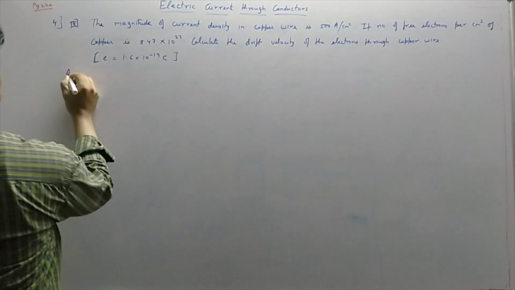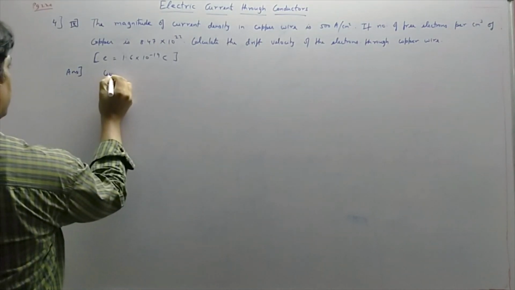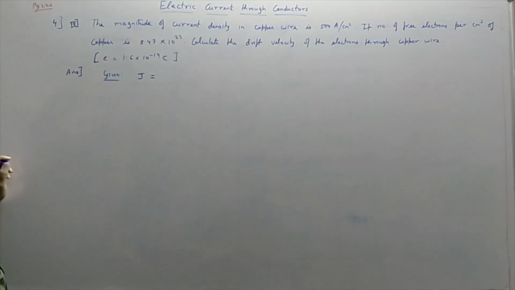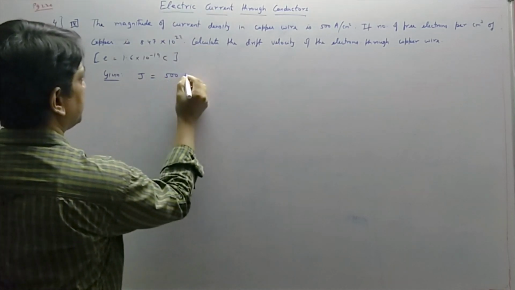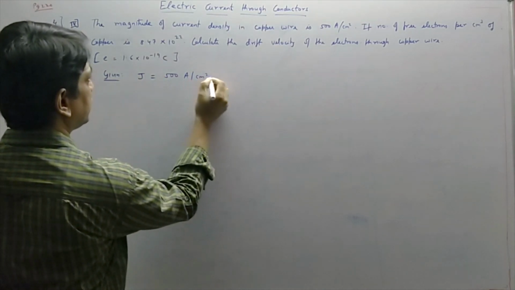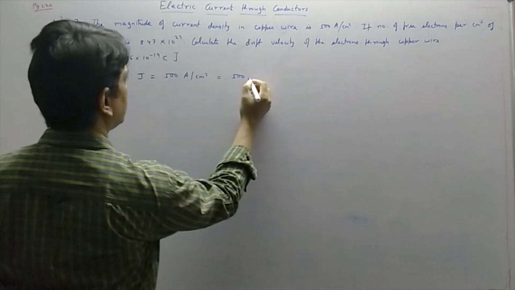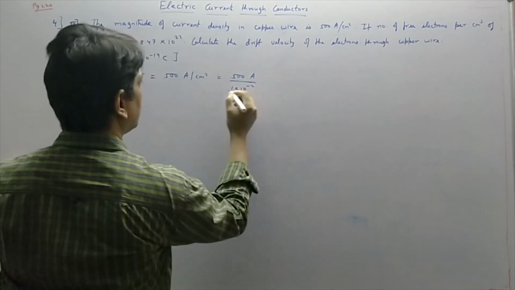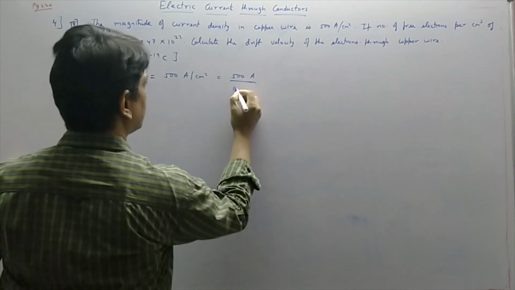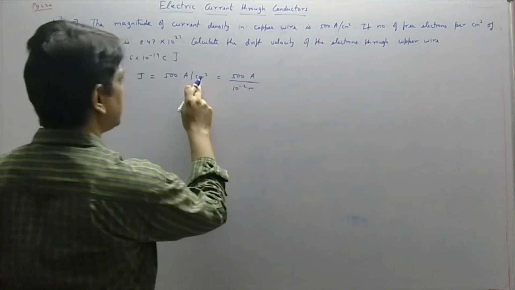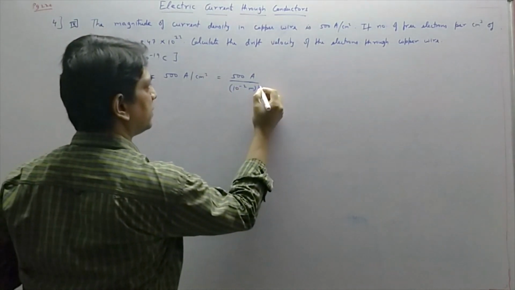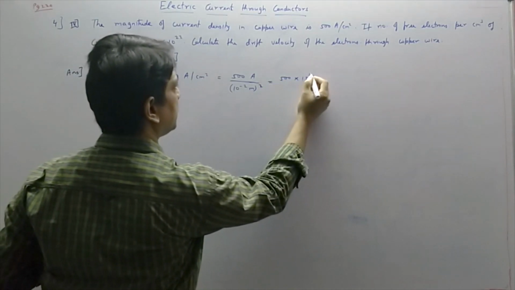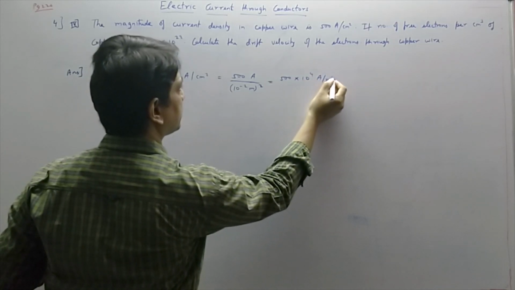Now here we will just write the given data. We have the current density J, which is current per unit area, that is 500 ampere per centimeter square. Let us convert that into meter square. We have 500 ampere upon centimeter square, and we can write 1 centimeter as 10 raised to minus 2 meter, the whole square, because 1 centimeter is 10 raised to minus 2 meter. This will give you 500 into 10 raised to plus 4 ampere per meter square.